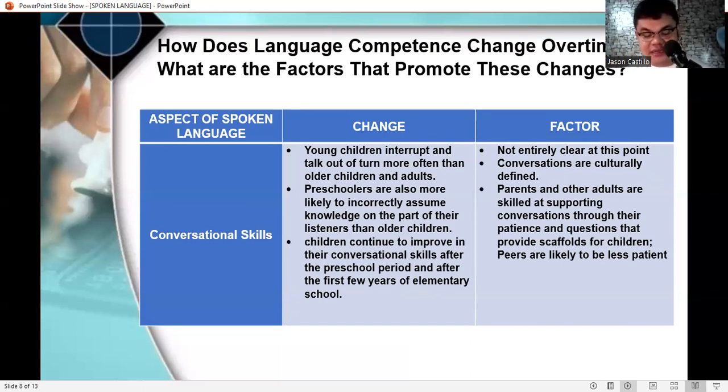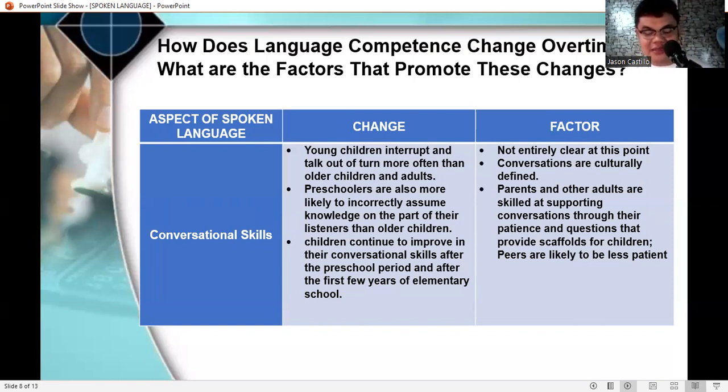The first one is young children interrupt and talk out of turn more often than older children and adults. Of course, it is noticeable that there is a time wherein our children talk too much, and talk blah blah blah. It is an endless talk.